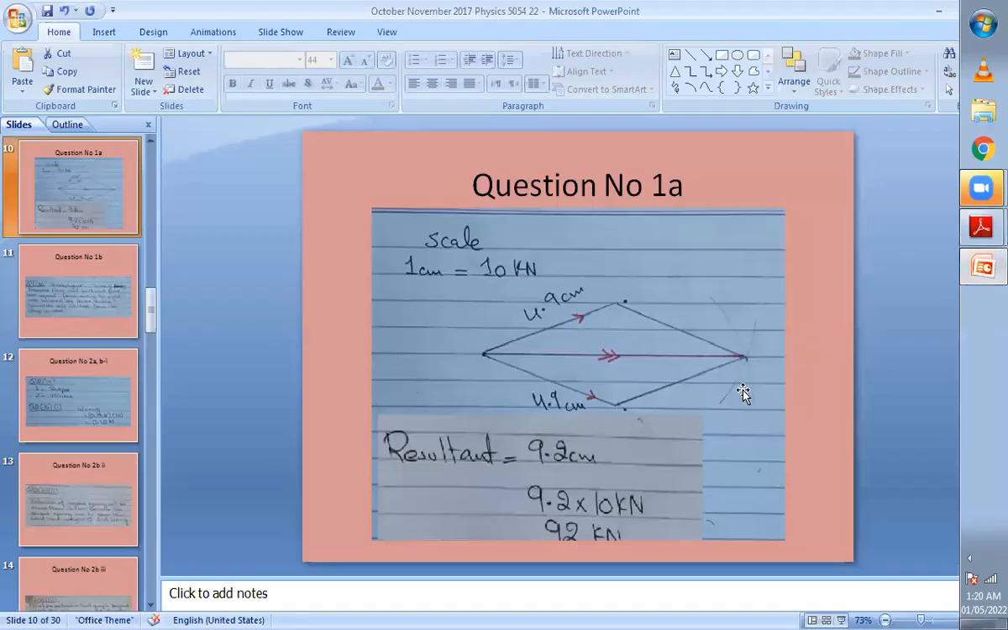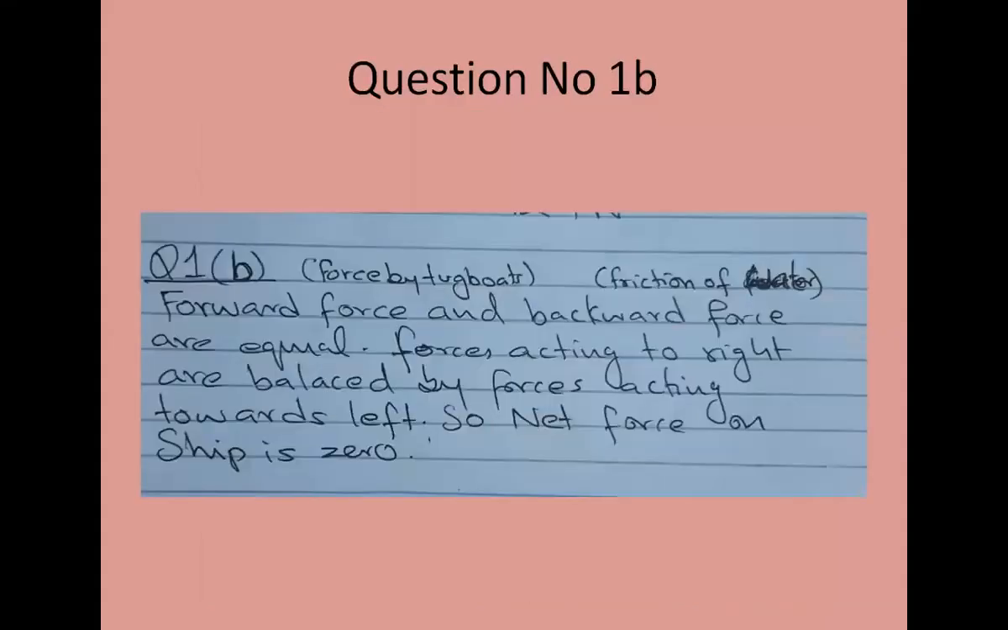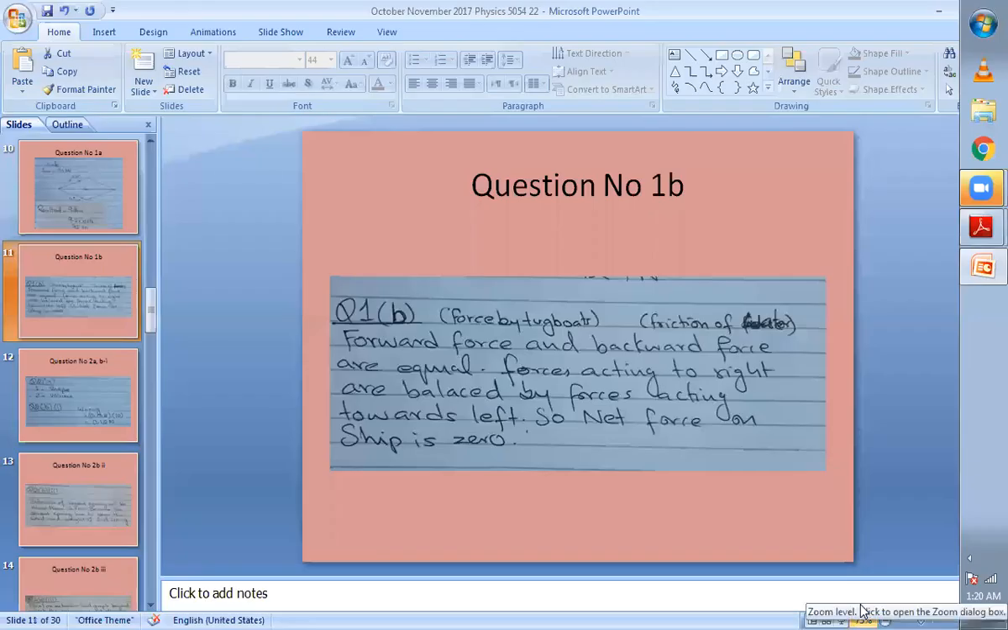Let me show you my answer. I have also written this answer. Okay, so here we come. The forward force by the tugboats and the backward force, friction of the water, are equal. Forces acting to the right are balanced by the forces acting towards the left. So the net force on the ship is 0. That's why the ship is moving at a constant speed. Okay, so we are done with question number 1.